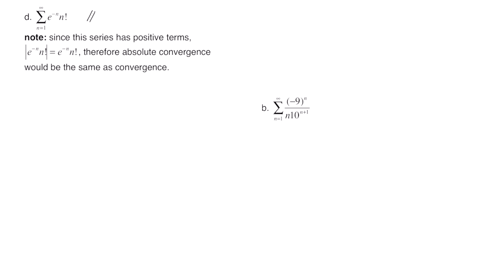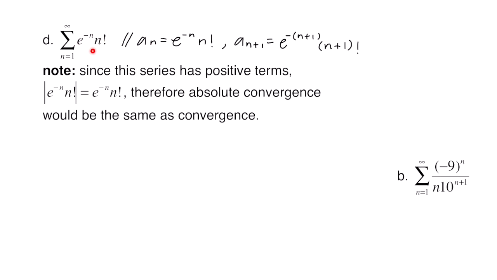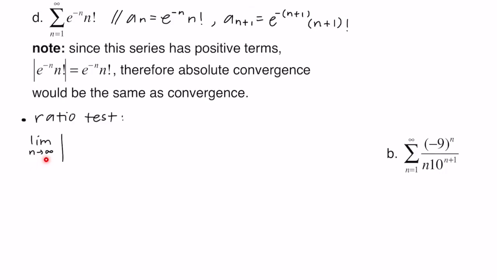So again, to apply the ratio test, we're going to identify a sub n and a sub n plus 1. So a sub n is the original formula, e to the negative n times n factorial. And then a sub n plus 1 means we're plugging in n plus 1 here and here. So we have e to the negative, and then I put parentheses n plus 1, and then we have n plus 1 factorial. So let's go ahead and set up our ratio test. We do the limit as n goes to infinity of the absolute value of a sub n plus 1 divided by a sub n. And I'm going to distribute this negative right here. All right, so we have it set up. This is our a sub n plus 1, and this is our a sub n.